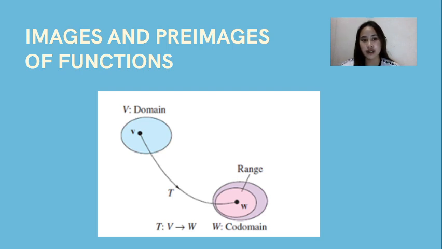So T is mapped from the domain set V to the codomain set W. It represents a function named T that takes input from the set V and produces output in the set W. It indicates the domain and the codomain of the function, providing information about the set of input values and the set of possible output values of the function.